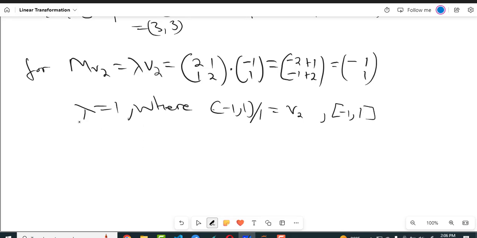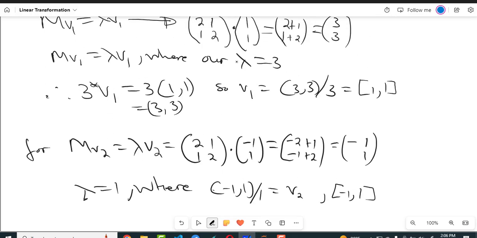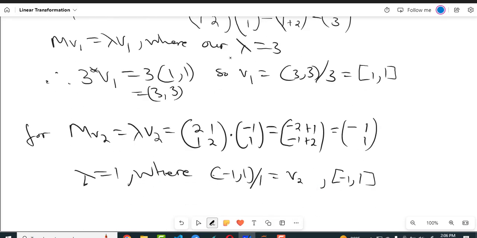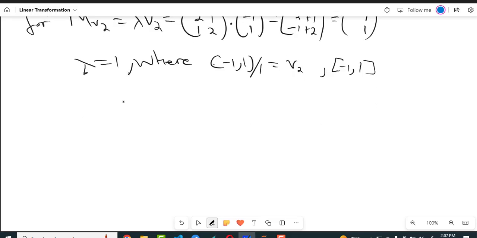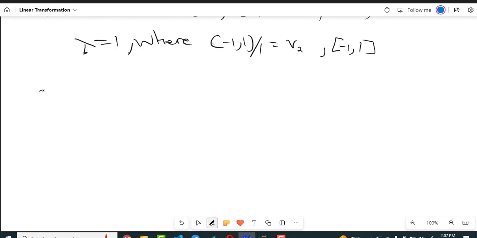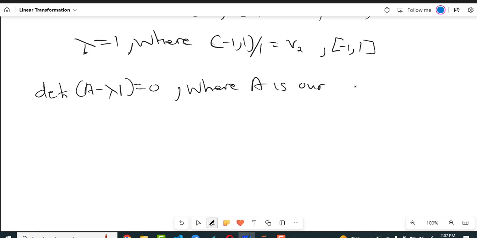Sometimes the eigenvalues, the scalar or lambda, are not given. In this example, I just gave you all of them. If they are not given, it means we have to use the formula: the determinant of A minus lambda times the identity equals 0. Here A is our matrix, and this is the letter I, not 1. I is our identity matrix.